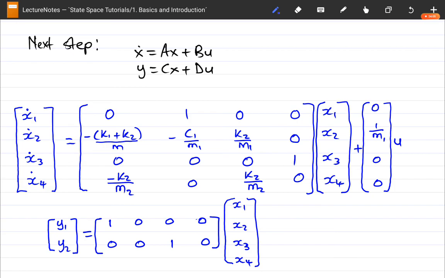In the next video, we're going to be moving on. We're going to start talking about finding state equations from transfer functions. So that will be converting from the frequency domain to the time domain, particularly in the state space.